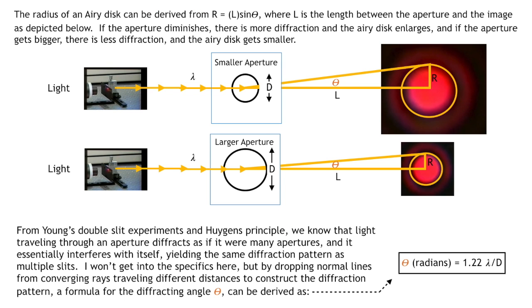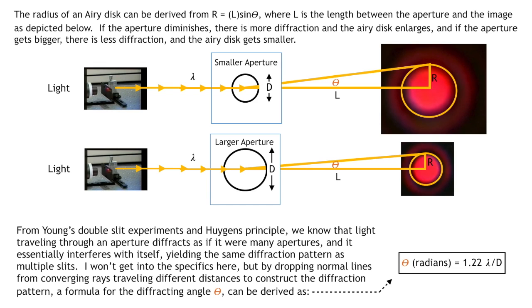So the radius of an Airy disc can be derived from r, the radius, equals L, the length of the light after the aperture diffracts it and before it hits the detector, times the sine of theta, or that angle. Where L, again, is the length between the aperture and the image as depicted. So if the aperture diminishes, there is more diffraction and the Airy disc enlarges. That's just how light works.